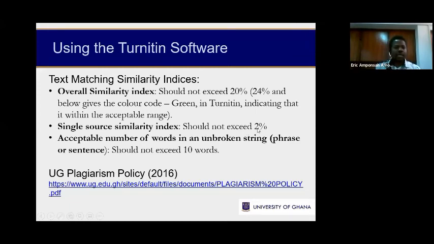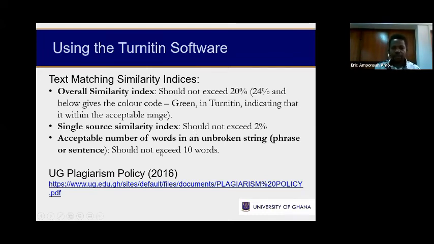Single source similarity index should not exceed 2%. A single source means that if you have a book in hand, let's say this is a book that I borrowed from the library and I am writing and quoting from it. It's saying that the content that I take from it should not exceed 2% of the content of the book. Normally I like to use research method books because we take a lot from them. So if you pick a research method book from the library, and you quoted something from the intro, something from sampling techniques, something from literature review, something from methodology and all that, it's basically saying that when you sum up all that you took from the various parts of that book, it should not exceed 2% of the whole volume of the book. That's basically what that means.